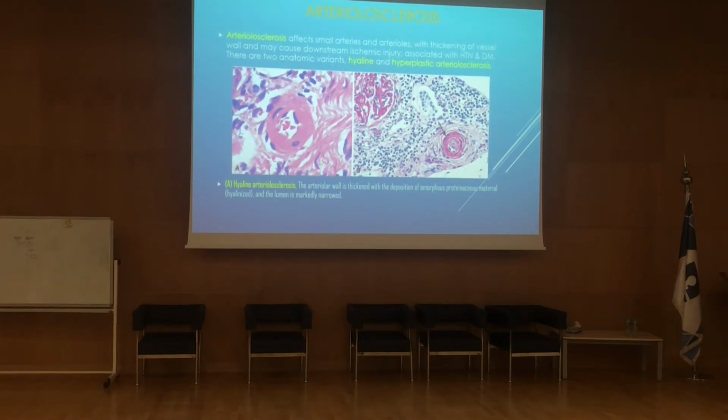The other one is hyperplastic arteriosclerosis. As the name says, there is hyperplasia of the muscles. And you can see that there is onion skinning. You have seen an onion in your kitchen. If you cut it, you see layers, right? It is just like this, onion skinning. And the lumen is so small.